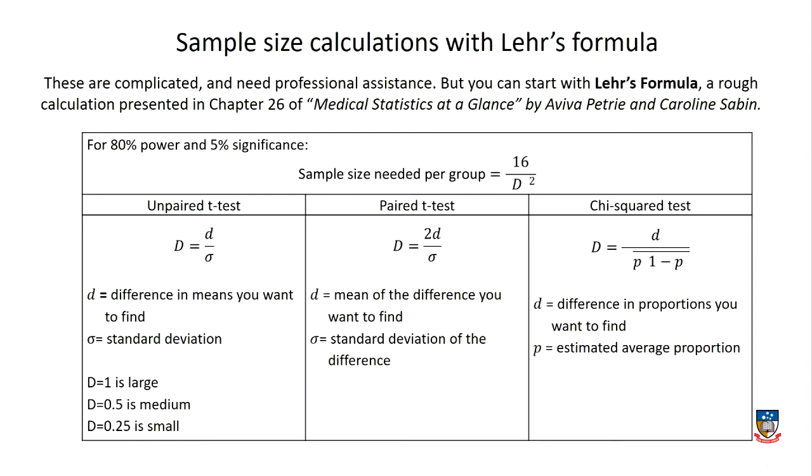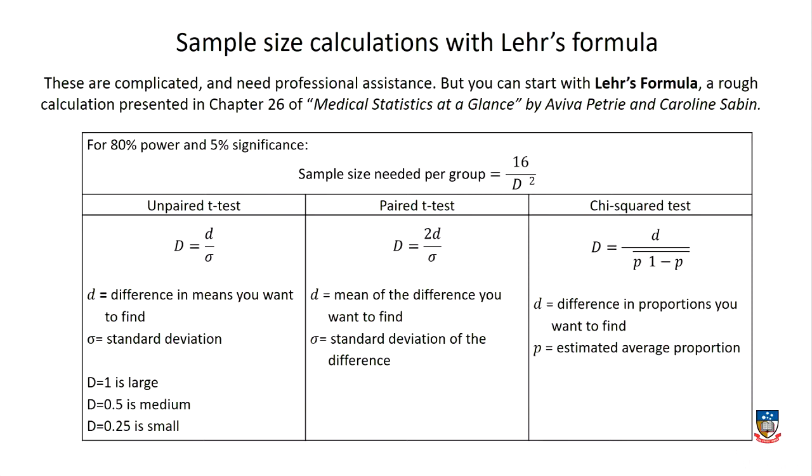But you can do a quick rough calculation, which is called Lehr's formula, which you can look up in Medical Statistics at a Glance by Aviva Petrie and Caroline Sabin. And that's a perfectly good reference to use if you want to say that you've used Lehr's formula. And I can help you use Lehr's formula because it's based on all of these things I've been talking about. And it goes like this.